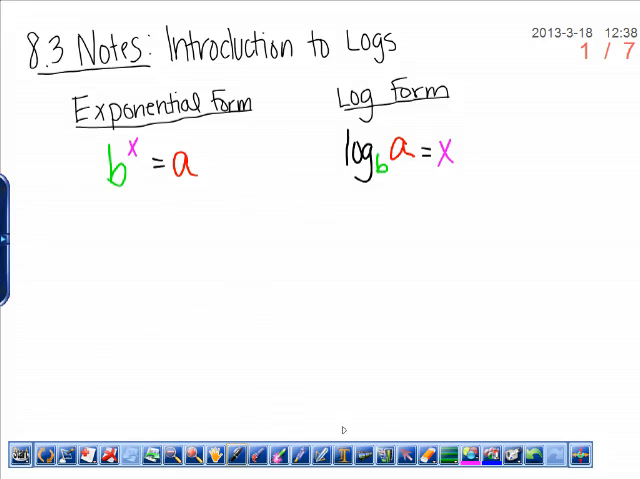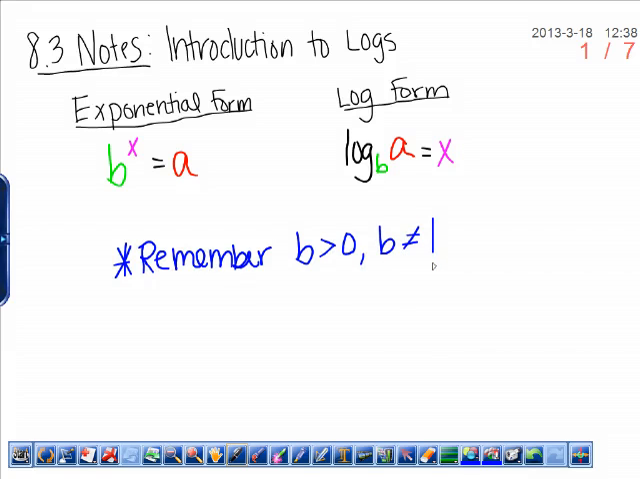All right, couple things to remember. Remember that your B value must be greater than 0, but it cannot be equal to 1. Remember that log is the inverse of an exponential.